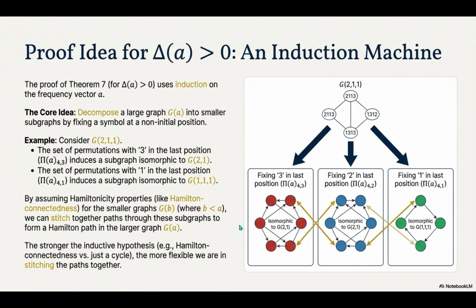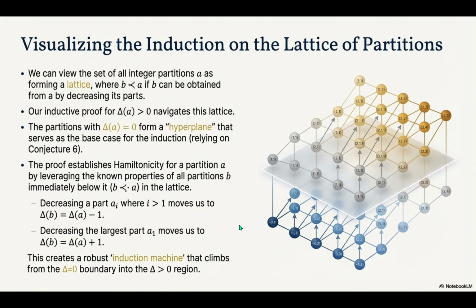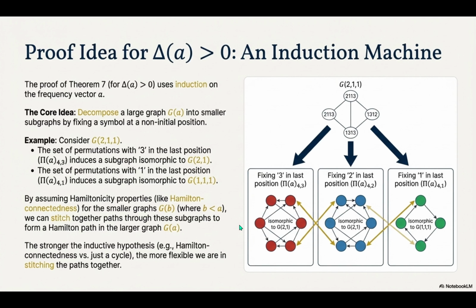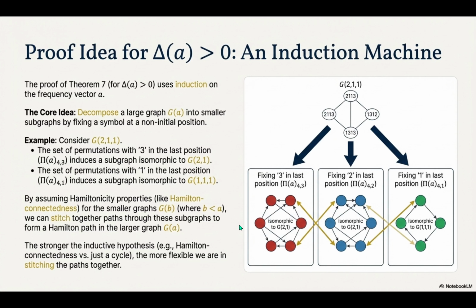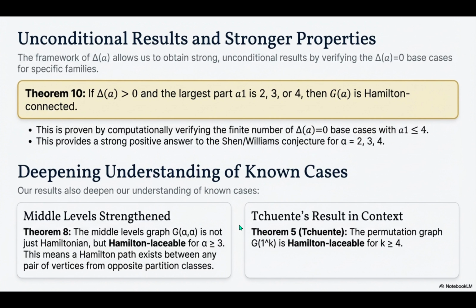Right. So the success of that whole beautiful theory for delta greater than 0 all rests on solving that narrow boundary condition. It is the central bottleneck. All those strong results are technically conditional on the boundary cases behaving correctly. And what's the big challenge there at the boundary? The primary open problem is what's known as Conjecture 6. It states that for almost all cases where delta equals 0, the graph must be Hamilton 1-laceable. Okay, Hamilton 1-laceable. Let's break that down. It's a very specific property you need when the sizes are perfectly balanced.